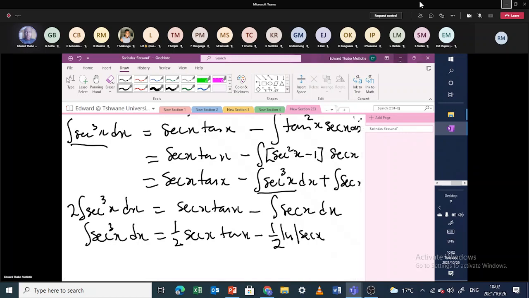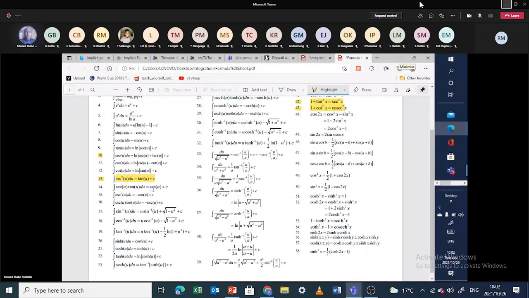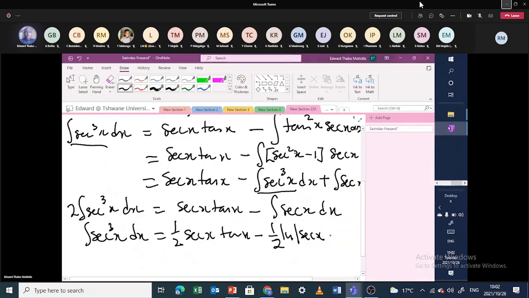We can check on the formula sheet. I wanted to write it directly, but you can check. Where is sec x? When you integrate sec x, this is the answer, number 10: ln of sec x plus tan x plus c. Okay, so that's what I wanted to write down there. ln of sec x plus tan x plus c. So this is the solution.